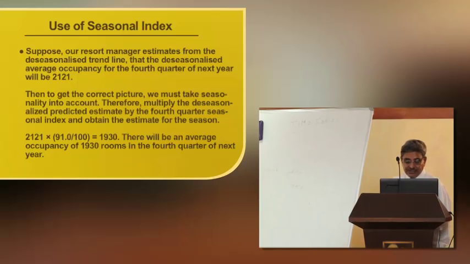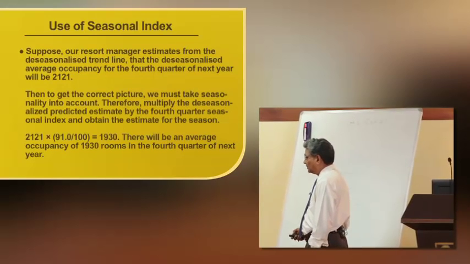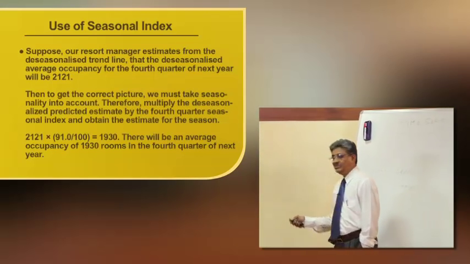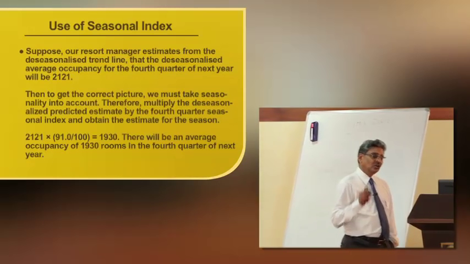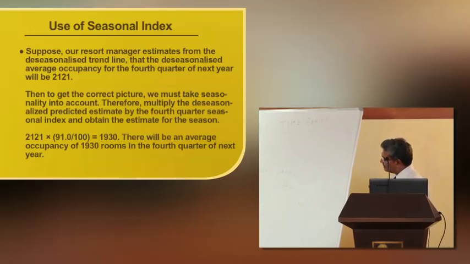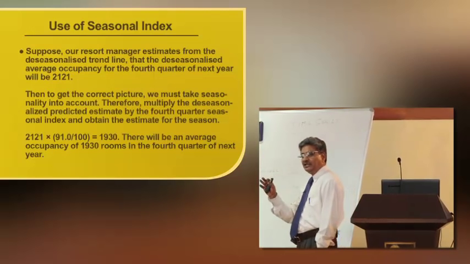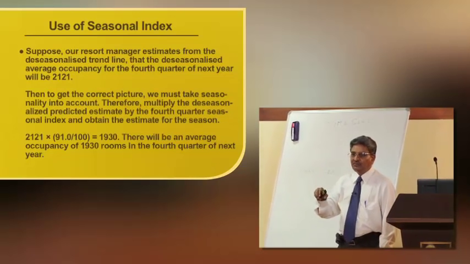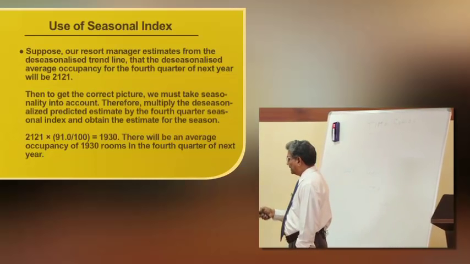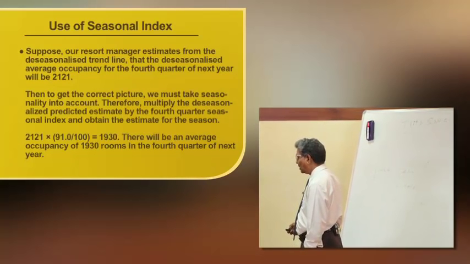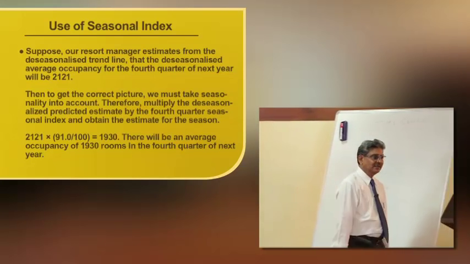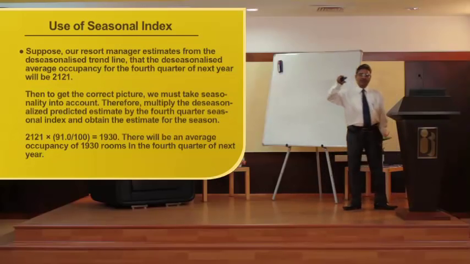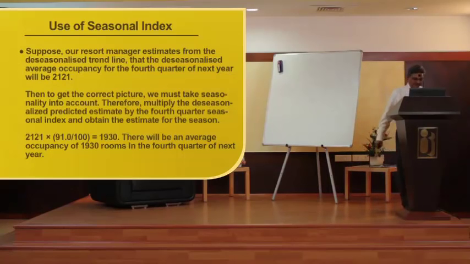There will be an average occupancy of 1930 rooms in the fourth quarter of next year. Simply against a prediction of 2121, after constructing all these seasonal indices, the actual occupancy will be 1930. That is the whole purpose of this exercise: to construct a seasonal index, separate the seasonal variation from the secular trend and arrive at the secular trend. You can very broadly say 1930 is the secular trend, devoid of the seasonal effect. That is what we are trying to prove in this example.